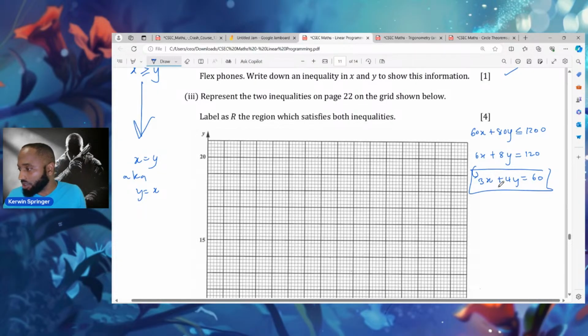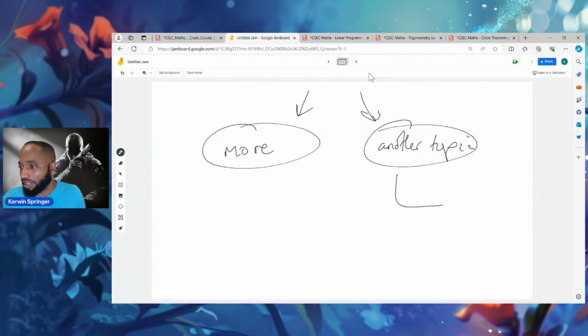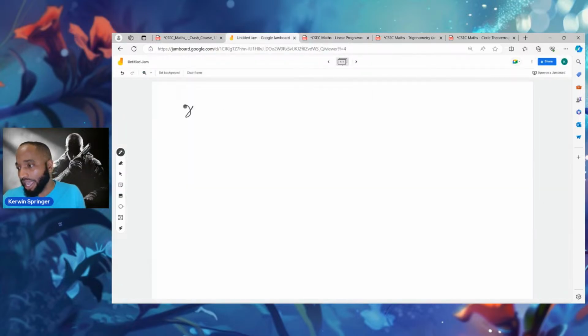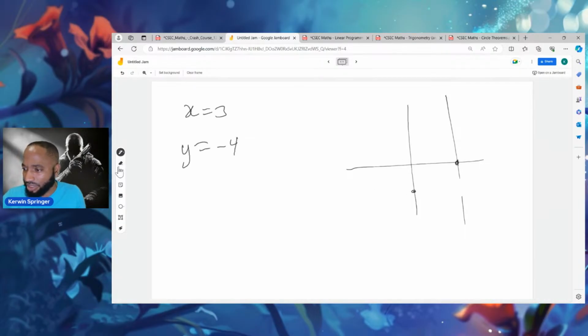So y is equal to x. How would this line look? When you have the equation of a line in a known format, like x is equal to 3, you know how that line would look: a vertical line cutting through 3. Y is equal to negative 4? There are never negative numbers in linear programming like that. So y is equal to 4 would be here, with this being 4. Or the line y is equal to x, that's this line.